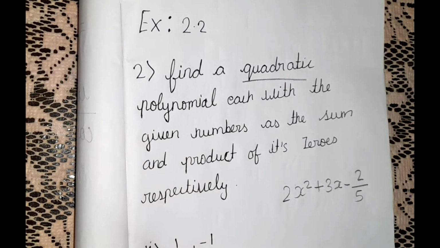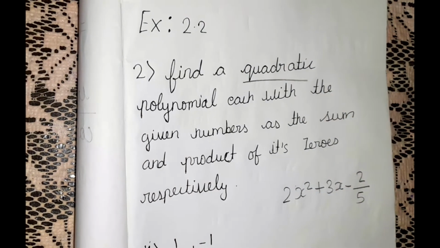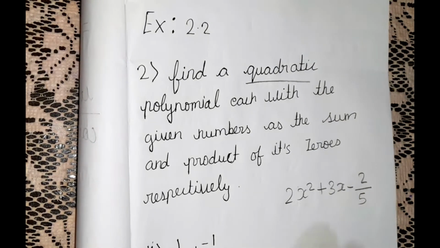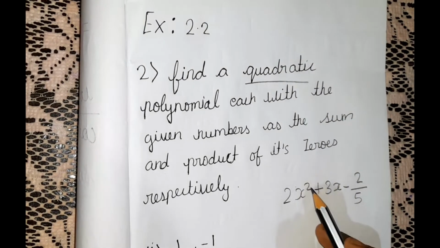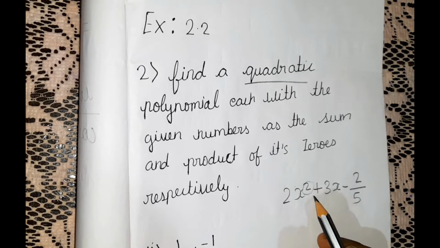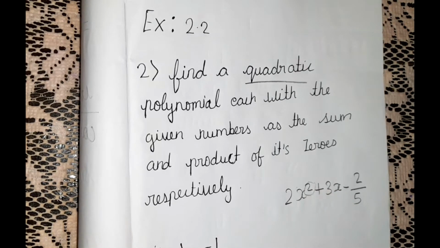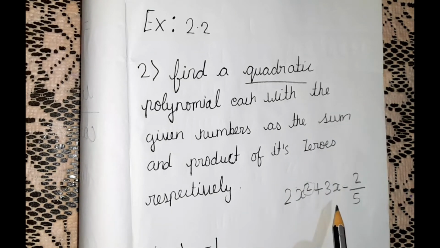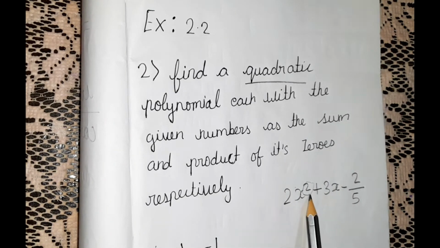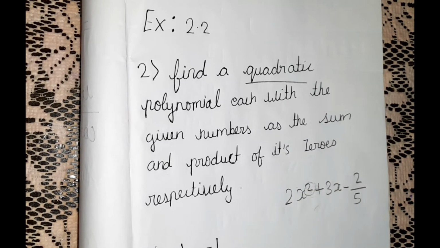Here, as you can see, we have 2x square. So we have a degree of 2. 2 means square, of course. So the definition is a polynomial of degree 2. Degree 2 means it is in the exponent form, so it is 2x square. Square is there, right? That means this is a quadratic polynomial.